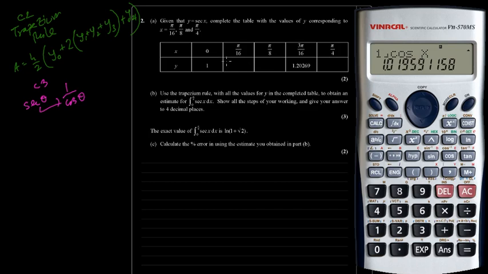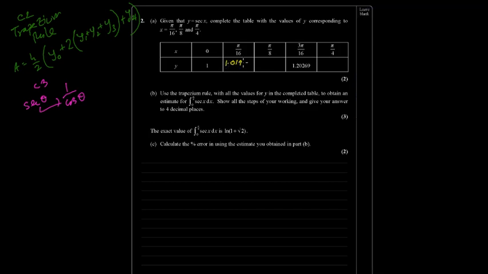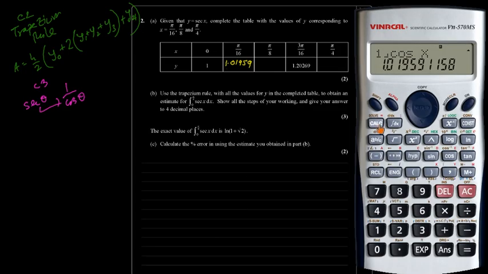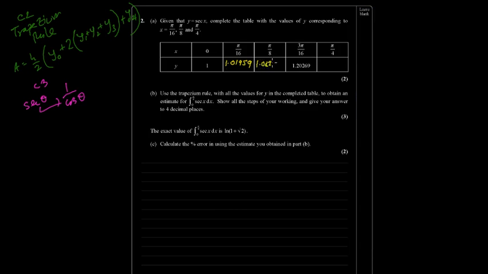1.01959. The next one is pi by 8. Let me press calc again. So pi, 3.142, by 8. This one is 1.08239.